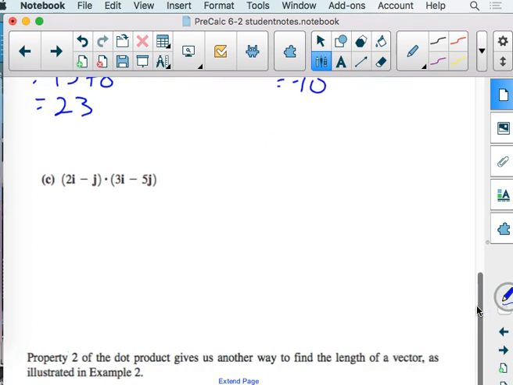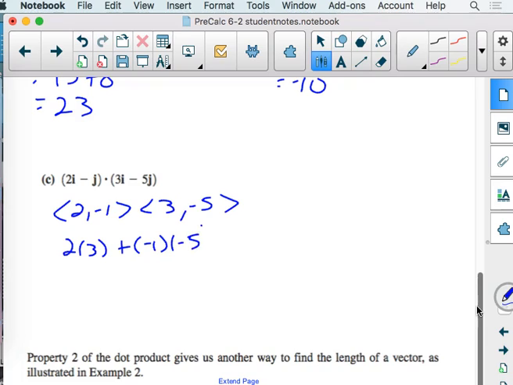C looks like a challenging problem. What would you do first? Put it in component form. 2, -1, 3, -5. Now it's hardly a challenge. 2 times 3 plus -1 times -5. So we've got 6 plus 5. I'm liking that product. This is not bad. We just needed to know how to do it. Once they told us how to do it, hey, this isn't bad at all.